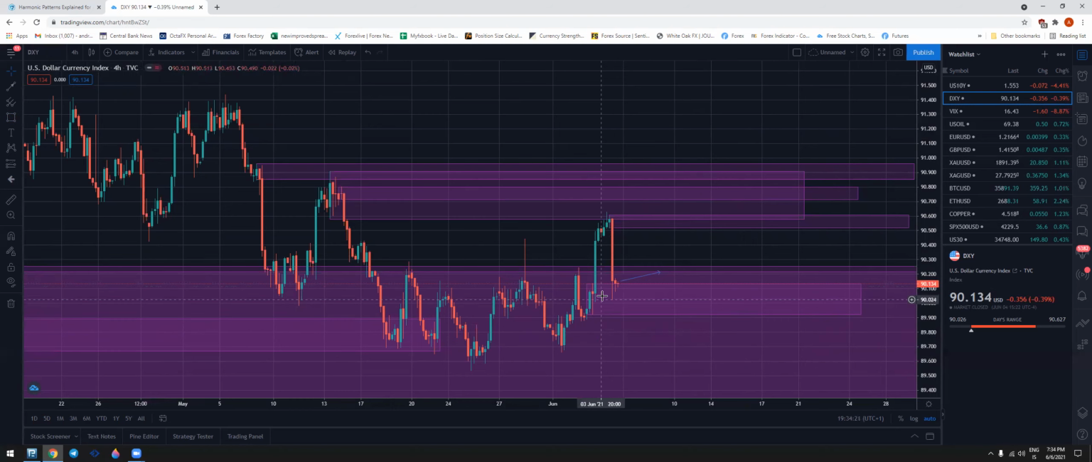First thing first, if this gets taken out, then I would probably look to buy euro dollar, pound dollar, Aussie dollar. That's first thing first. Now I wouldn't be surprised to get some choppy.